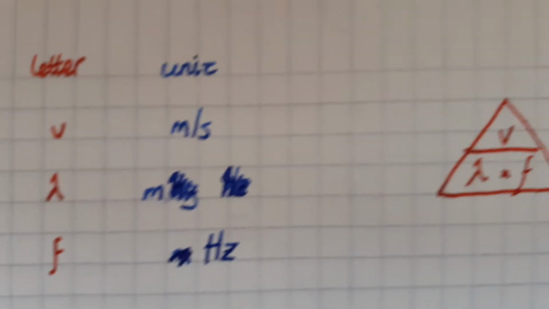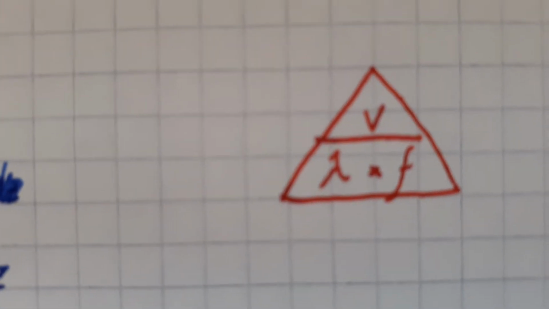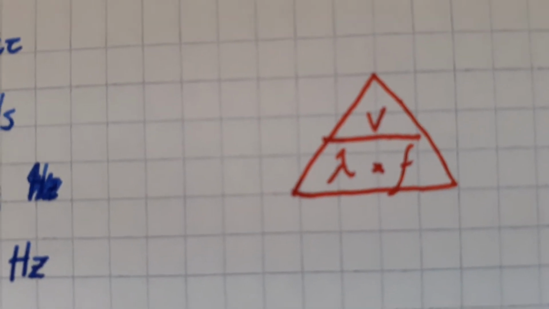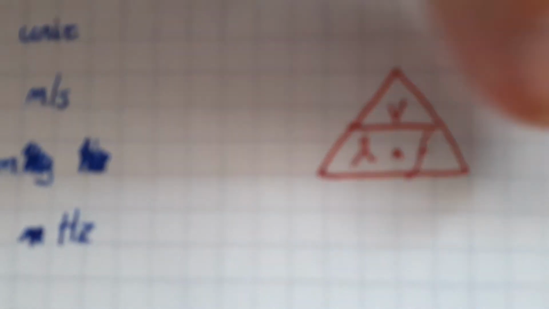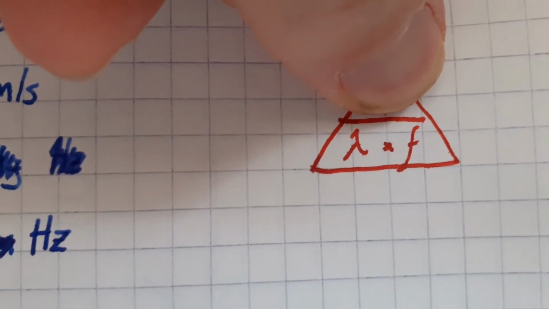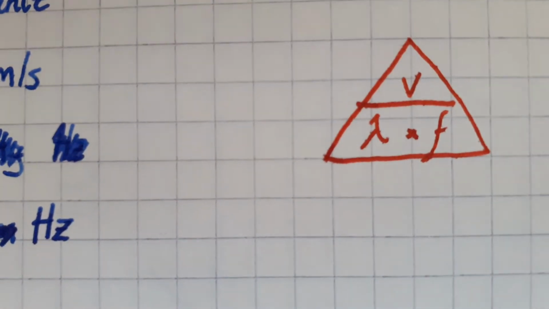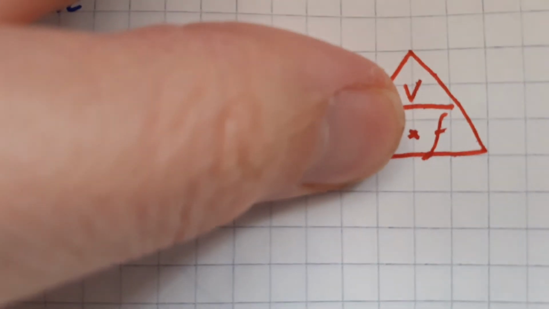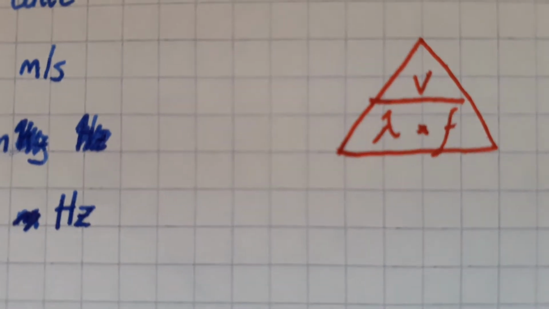How do we do it as a sum? Here's our triangle. We have got speed at the top of the triangle. If we cover up our speed, I'm just going to use my thumb to cover it up, we are left with wavelength multiplied by frequency. If I wanted to find out the wavelength, let's cover up the wavelength. I've got speed divided by frequency.